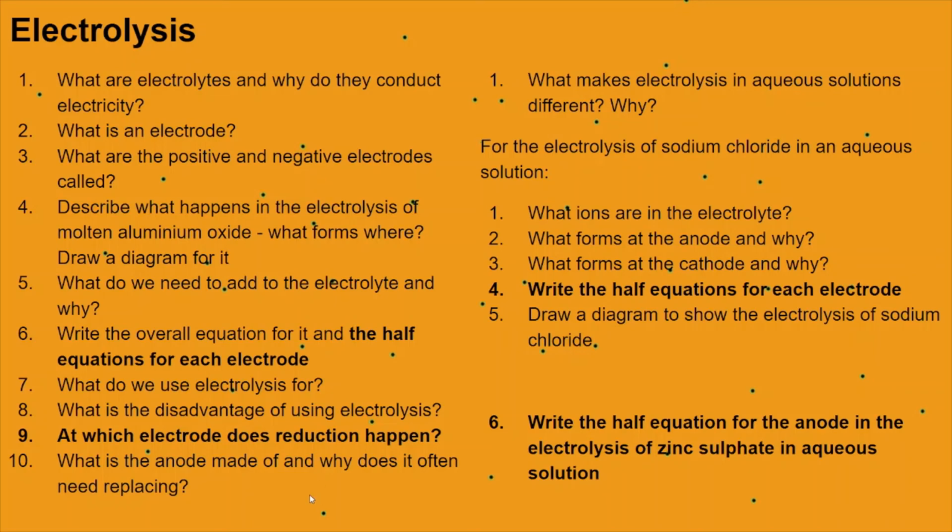And finally, the anode, the positive electrode, is made of carbon, or a carbon compound. It's made of a form of carbon, and it needs to be replaced regularly because it reacts with oxygen to produce carbon dioxide. For example, in aluminium oxide, the oxygen going over there can react with the carbon anode, and that's why it needs replacing, because it's being slowly turned into carbon dioxide.